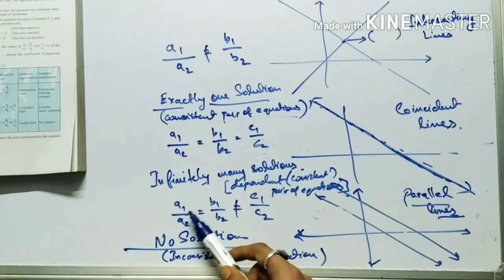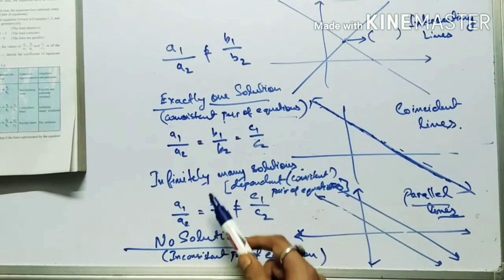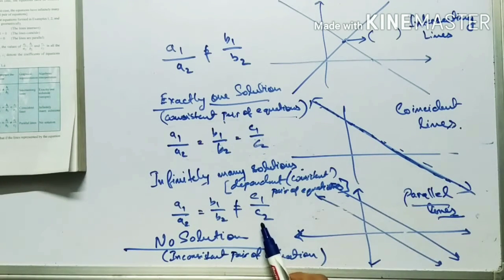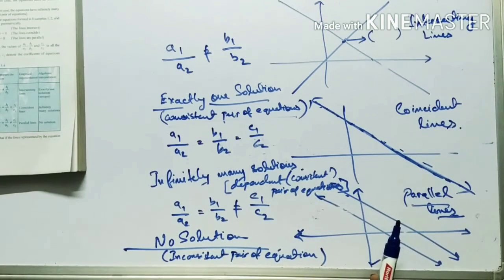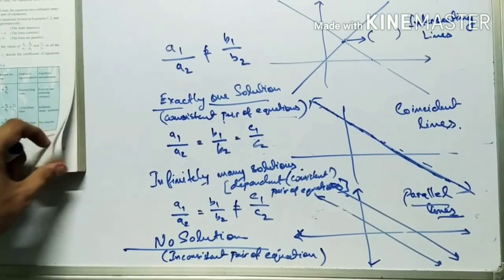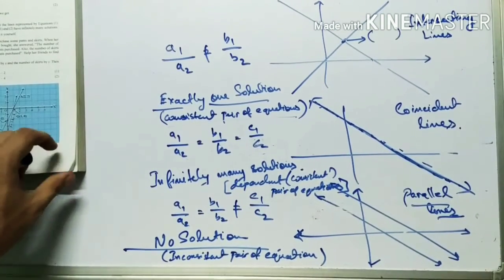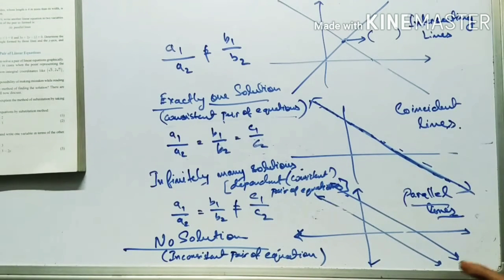And if the condition is a1/a2 equal to b1/b2 not equal to c1/c2, that means the two lines are parallel, they have no solution, and they are called an inconsistent pair of equations. Understand? These things you will have to remember. And exercise 3.2 is all about this only. Question number 7 I have not given; I will give it in a separate note.